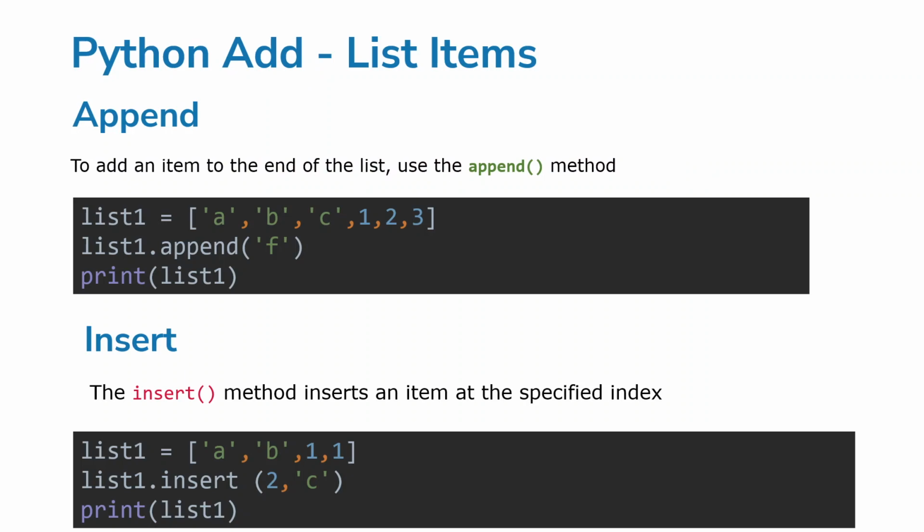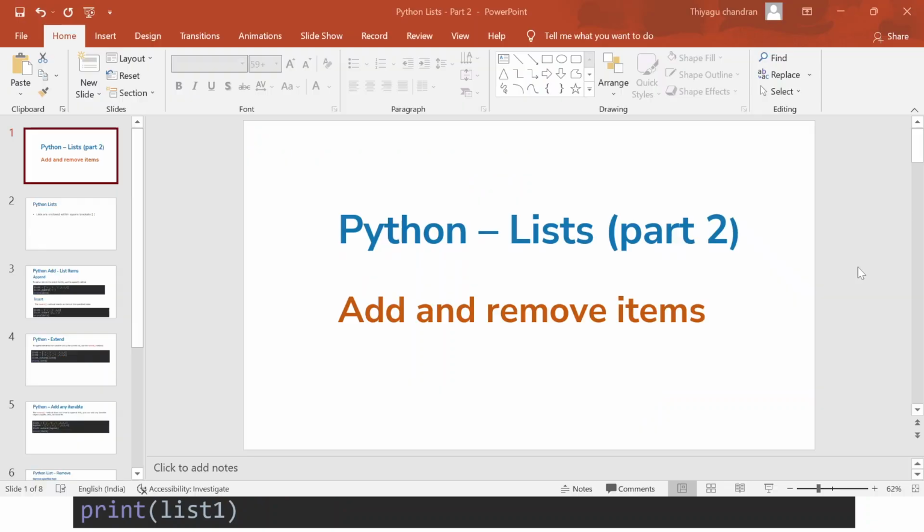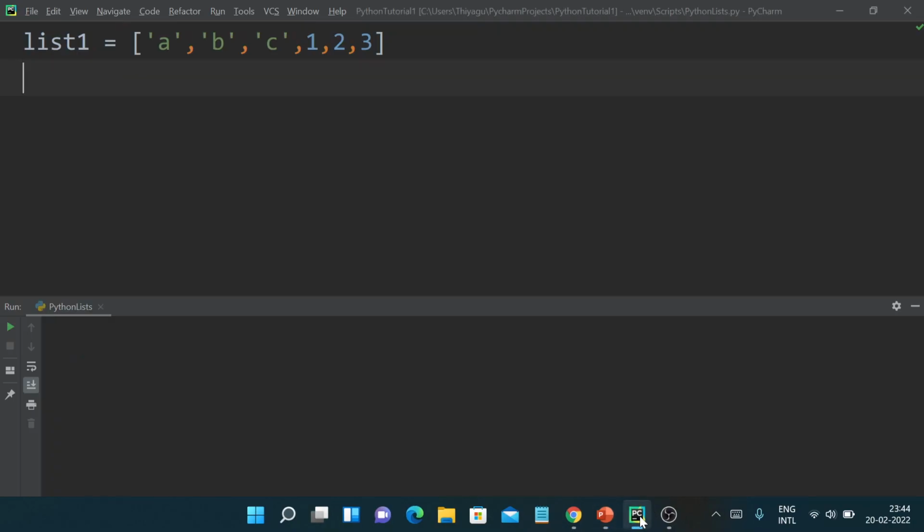how to add items into the list. The first operation we have is append. Append means if you want to add any item to the end of the list, then you use the append method. Let's see how we can do that. I already have a list one.